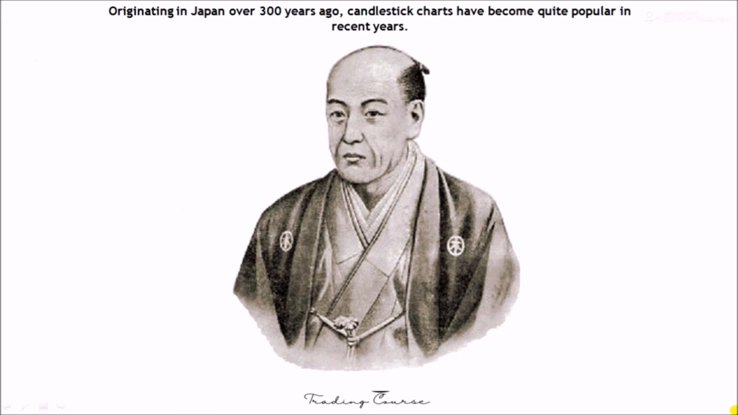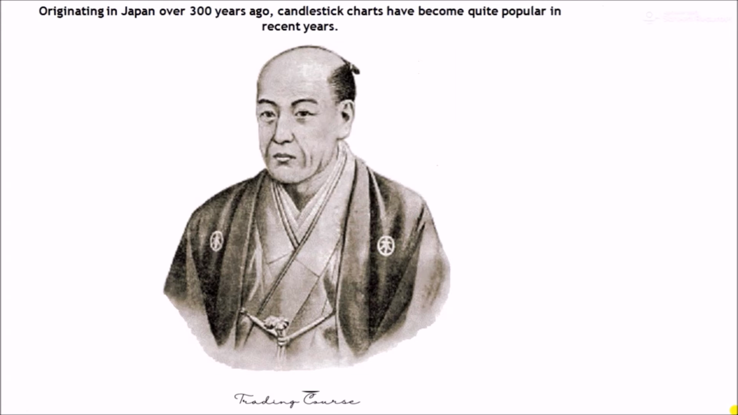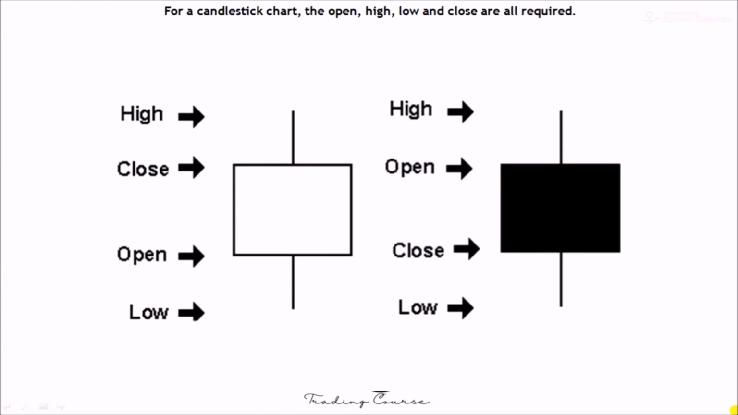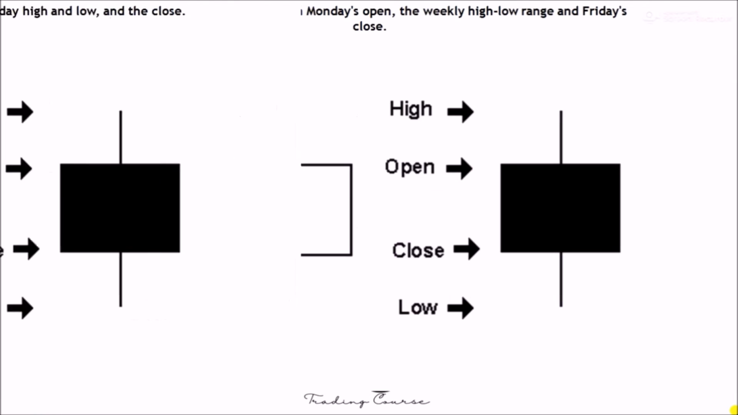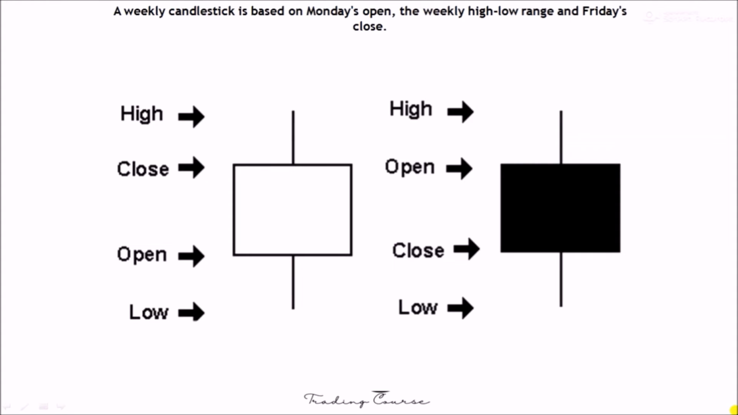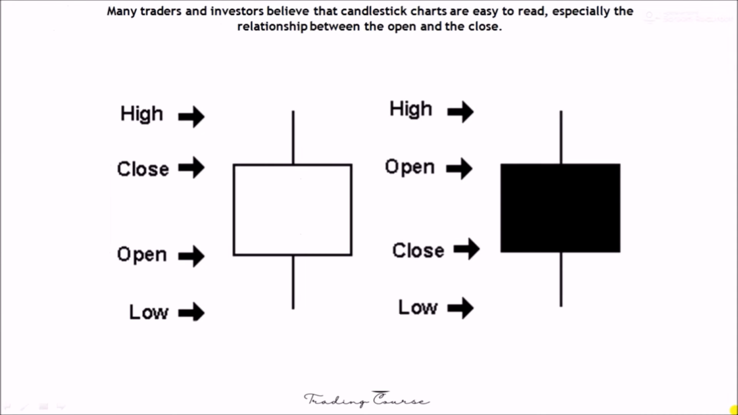Originating in Japan over 300 years ago, candlestick charts have become quite popular in recent years. For a candlestick chart, the open, high, low and close are all required. A daily candlestick is based on the open price, the intraday high and low, and the close. A weekly candlestick is based on Monday's open, the weekly high-low range, and Friday's close.